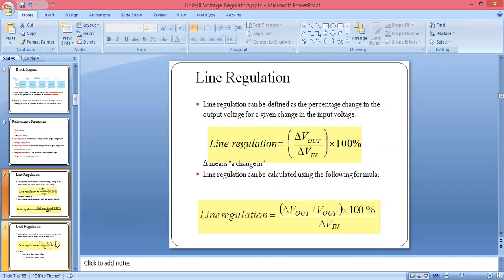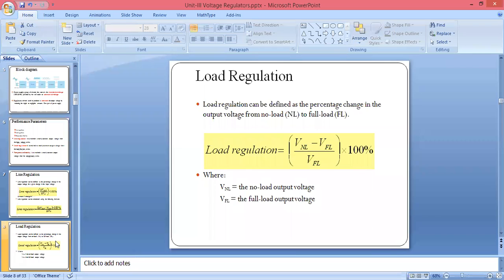If we want to calculate load regulation, it is related with the load. It means if there is a change in load value, at that time also we are maintaining constant DC voltage. Constant output DC voltage will not depend on the value of load. If there is no load, or if there is a full load, it will not depend. So we can calculate load regulation as the ratio of change in the load value with respect to the full load.